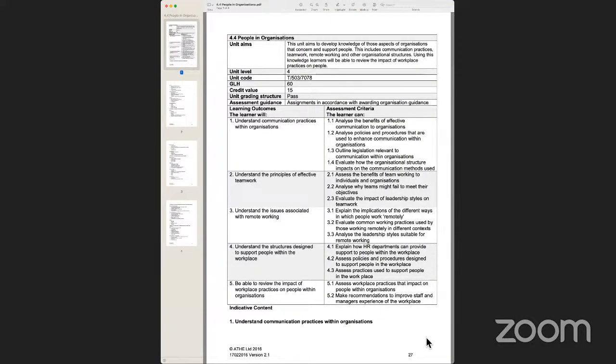Now, this particular unit is also coined as People in Organization, but also can be termed as Human Resources Management. One of the key things that we look at in health and social care is communication and the people as resources. So it is very important for us to understand the importance of communication and people working within teams to be able to get things done and fulfill the goals and objectives.